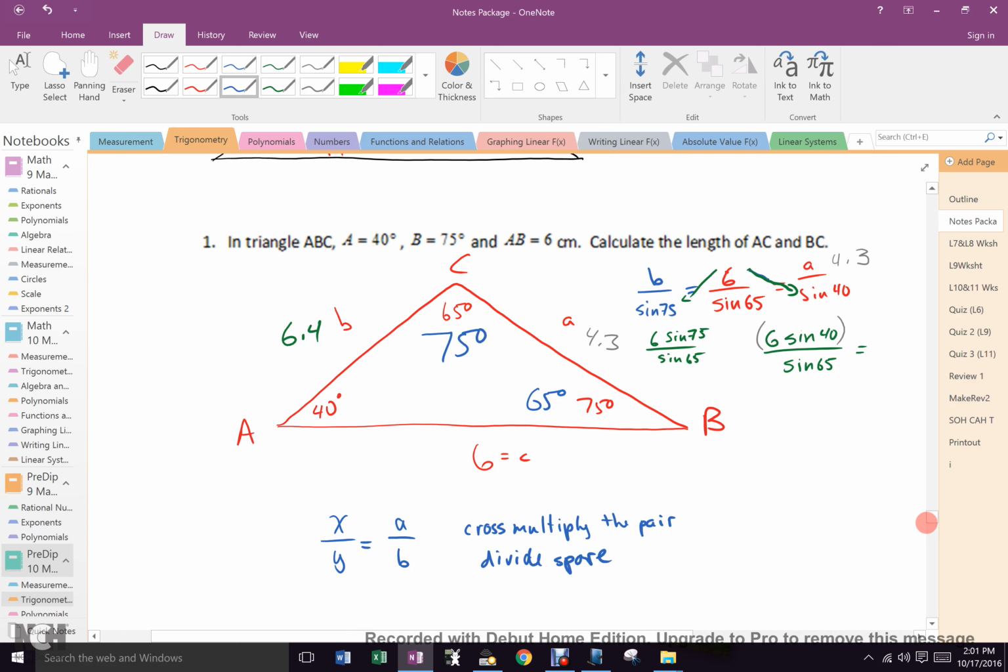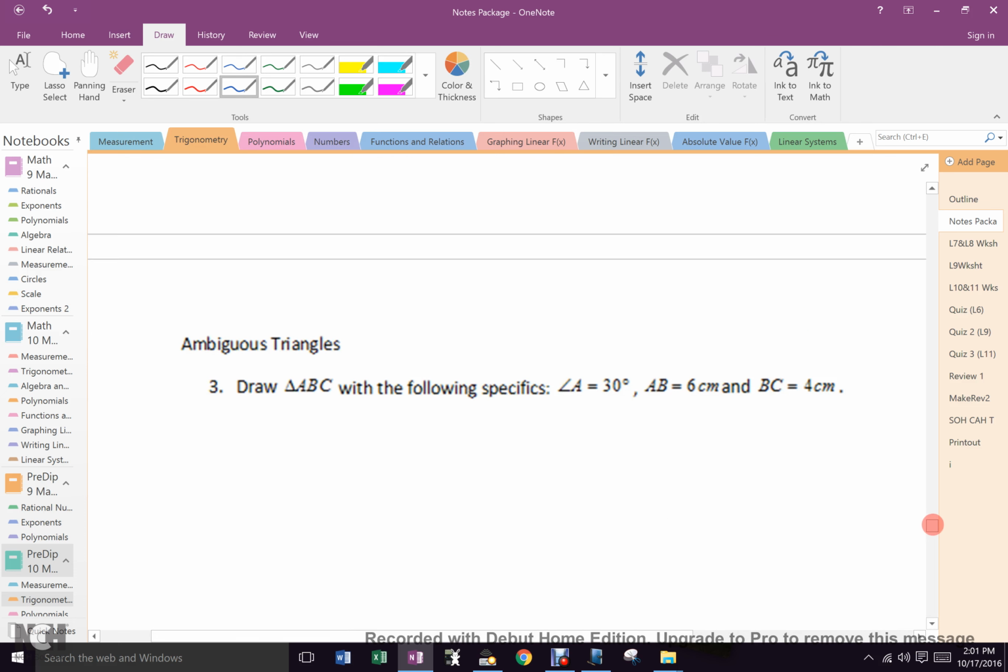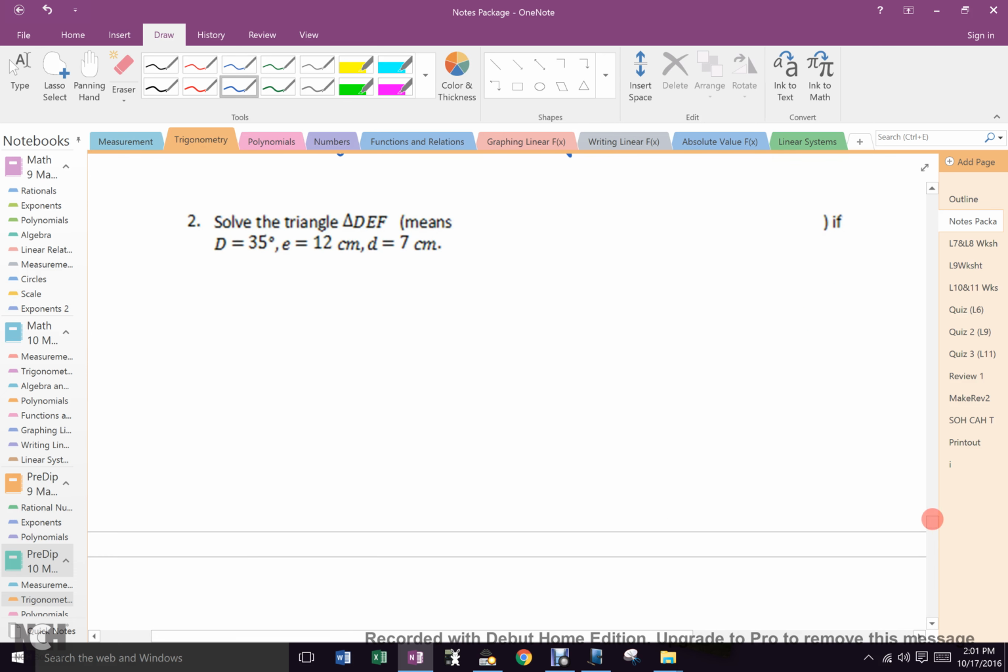All right. So number two, I switched letters to D, E, F. Now I noticed a couple of you aren't 100% sure on solve the triangle. What does that mean?